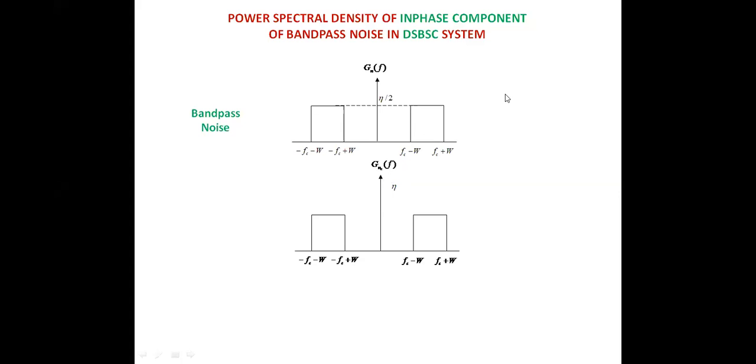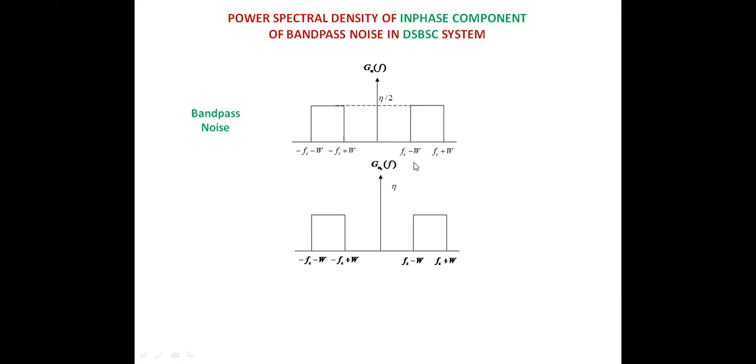It is simple. The in-phase component, Nc(t), is obtained by multiplying the input bandpass noise, Ni(t), by cosine and then low pass filtering. In the same way, the quadrature component Ns(t) is obtained by multiplying the bandpass noise Ni(t) by sine and then low pass filtering, isn't it? When you do the same thing in the frequency domain, you get the respective power spectrum.